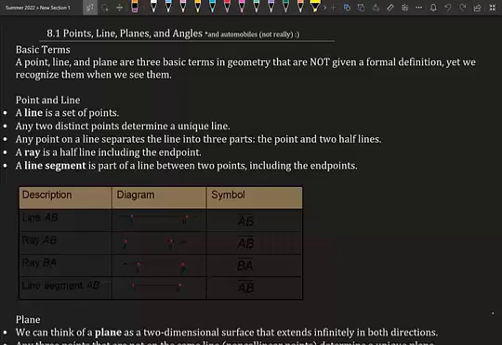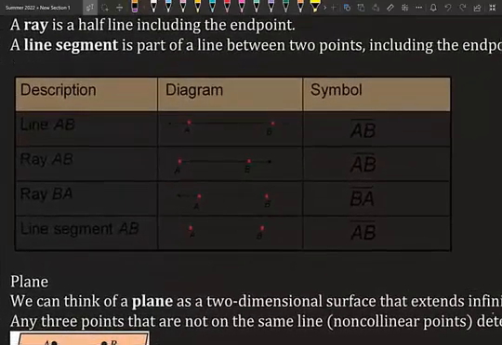Point and line. A line is a set of points. Any two distinct points determine a unique line. Any point on a line separates the line in three parts, the point and two half-lines. A ray is a half-line including the endpoint. A line segment is part of the line between 2 points including the endpoints. So these are descriptions of each, diagrams and symbols.